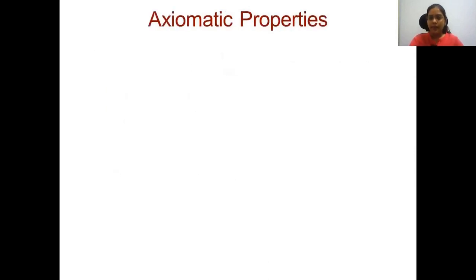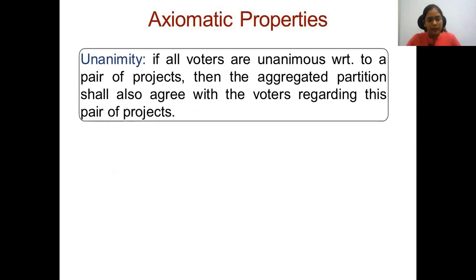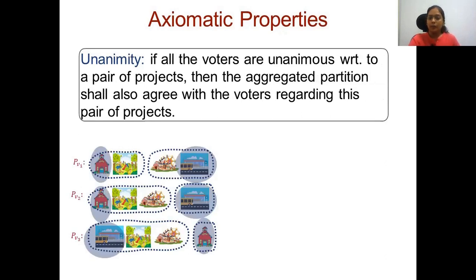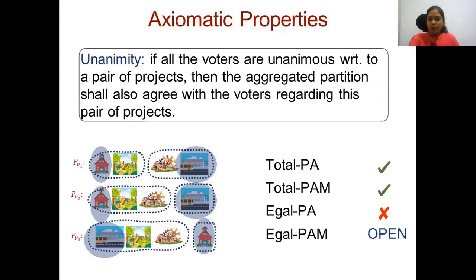Next, we define some axiomatic properties. The first property is unanimity. That is, if all voters are unanimous with respect to a pair of projects, then the aggregated partition should also agree with the voters regarding this pair of projects. So if we consider these 3 partitions, and look at the projects building school and bus stop, these two are in different parts in all the 3 partitions. Then in the aggregated partition also, they should be in different parts. So we prove that total PA and total PM satisfy this property. Egalitarian PA does not satisfy this property, and for egalitarian PM, the question is open.